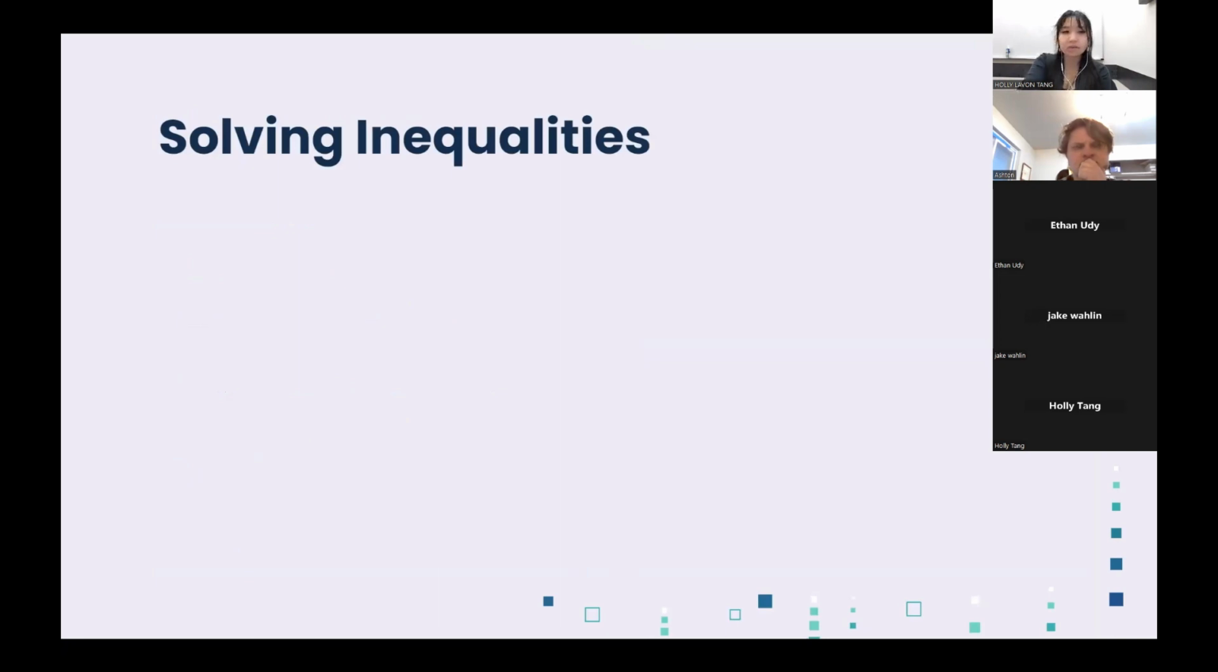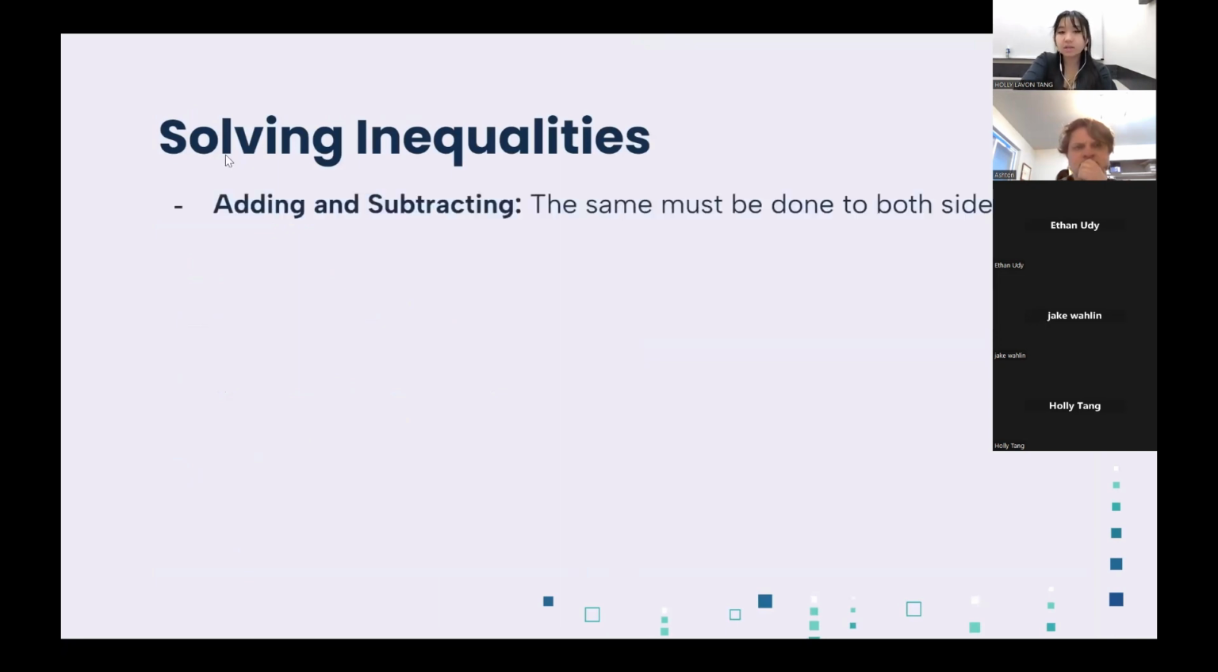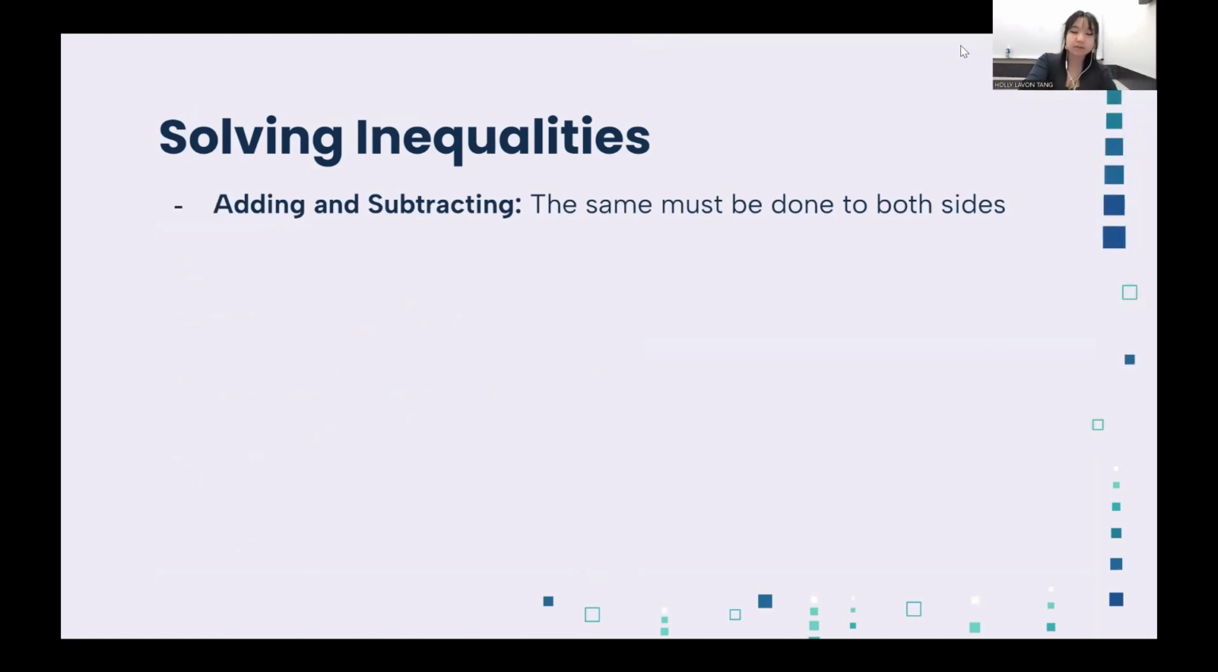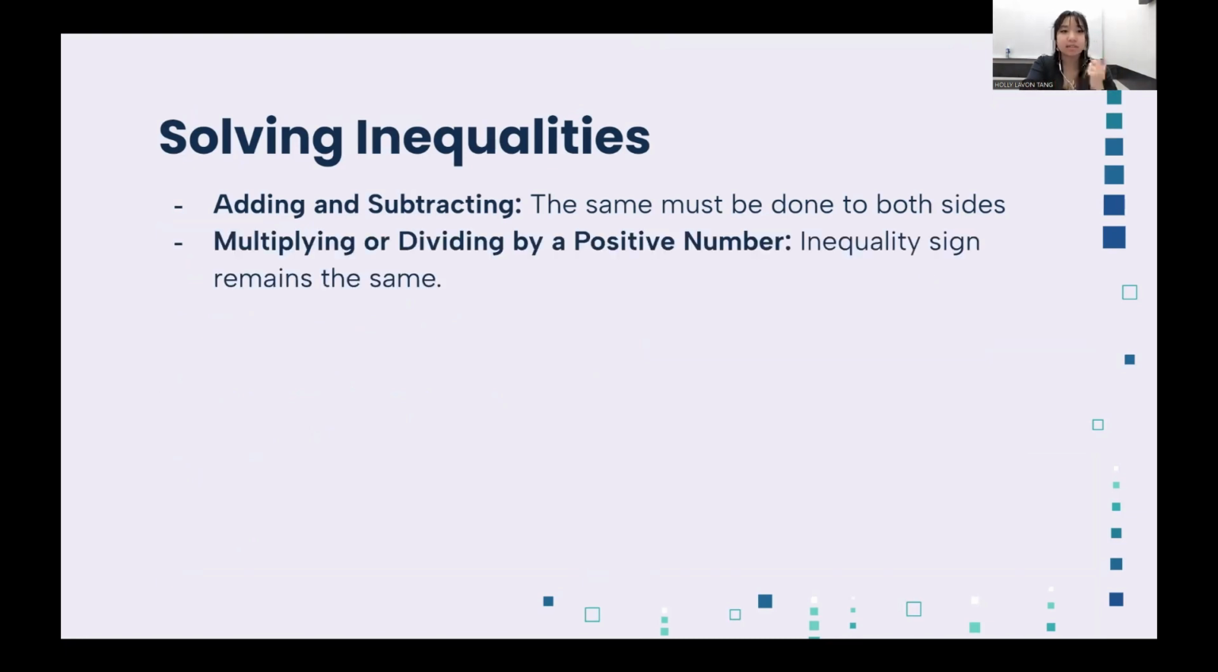Really quickly, we're going to go over solving inequalities. Here are some inequality rules that I recommend having on your sheet. Whenever you add and subtract, you must do the same on both sides, so that the inequality sign stays facing the same way. Multiplying and dividing by a positive number, same thing. You must do the same thing to both sides, and that'll make sure your inequality sign remains the same.